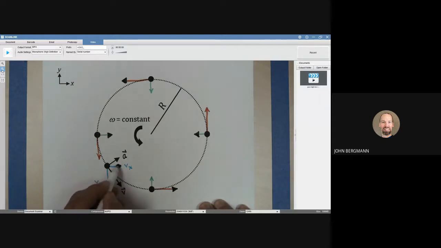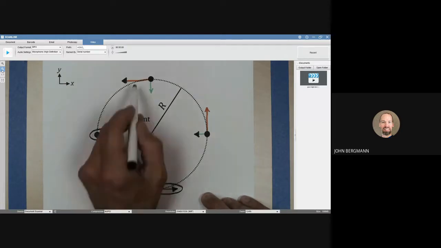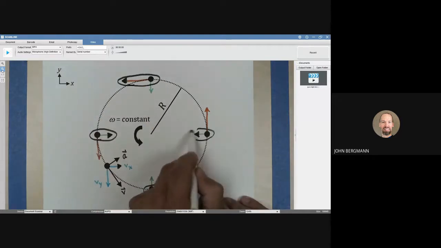Here's an x velocity. I'll just put black arrowheads there on the x's. Maybe I should circle those. That's an x value. That's a velocity. That's an x acceleration. That's an x velocity. And that is an x acceleration.